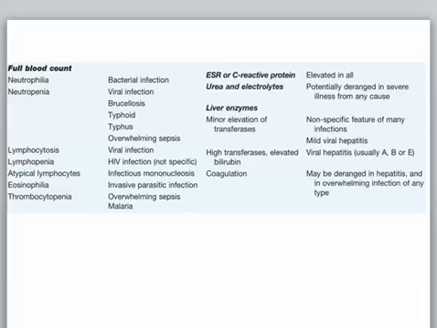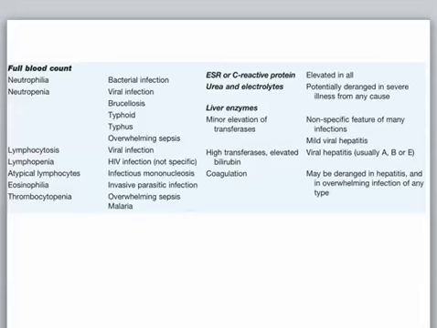Eosinophilia is a feature of invasive parasitic infection. Thrombocytopenia can occur in overwhelming sepsis and malaria. ESR or C-reactive protein is elevated in all infections. Urea and electrolytes are deranged when there is severe illness. Liver enzymes may have minor elevation of transaminases, a non-specific feature of many infections.